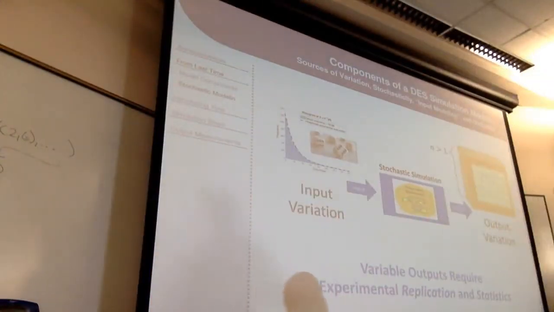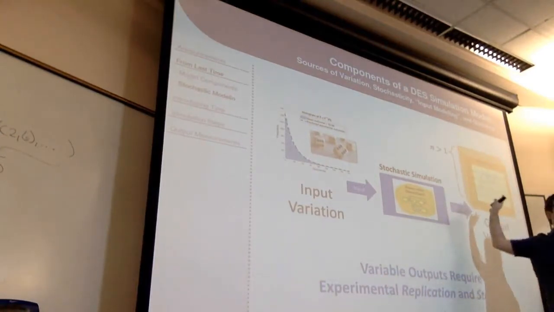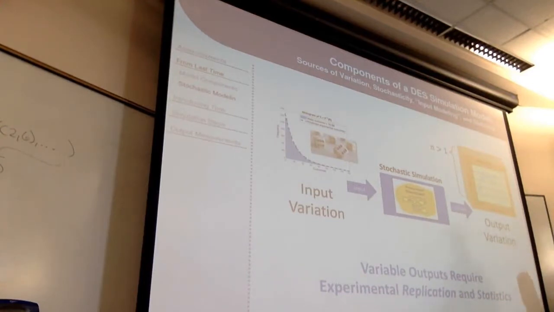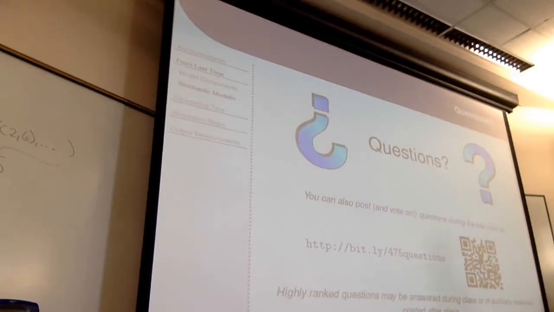So that's where I want you to be at this point. We're going to go into all the details of this in later lectures, but in order to understand discrete event system simulation and stochasticity, that's where I want you to be. So that's our recap of where we've gone so far. Any questions?